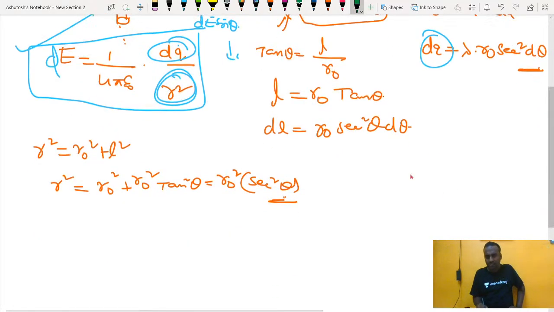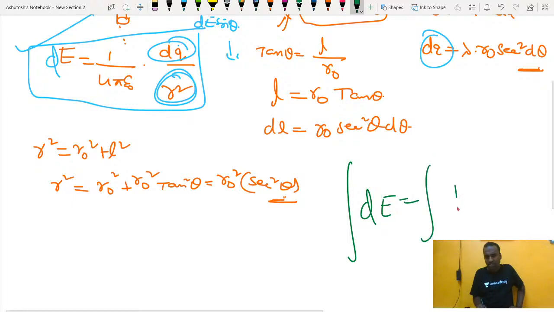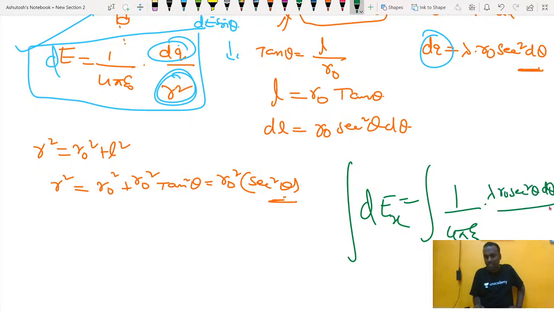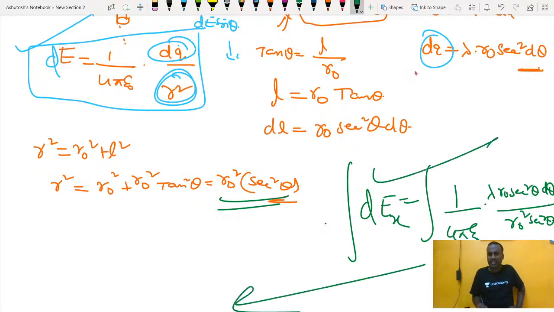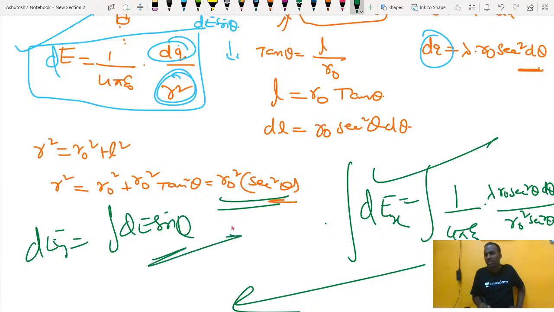Now the integration of dE is equal to 1 by 4 pi epsilon naught, along the x-axis, dE cos theta: 1 by 4 pi epsilon naught, in place of dQ lambda R naught secant square theta d theta, upon, in place of R square, R naught square secant square theta, and then into cos theta for the x component. If you simplify along the x-axis, you will get that expression. Similarly along the y-axis, integration of dE sin theta, then you can integrate along the y-axis. I hope you understood.